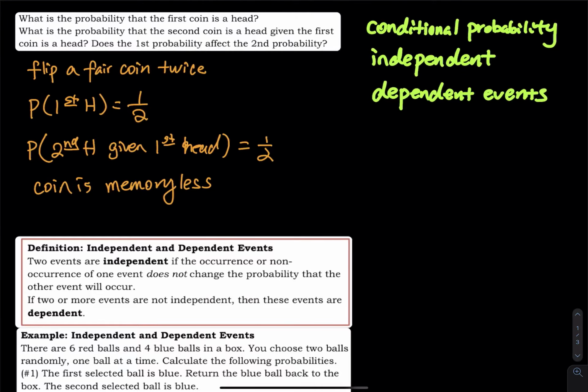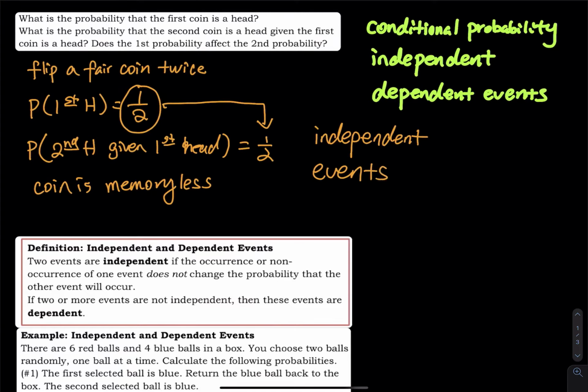So in this problem, I have two events, the first head and the second head. Since this 1/2 does not affect this 1/2, then we say that these two events are independent. They are independent events because the first result doesn't affect the second result.